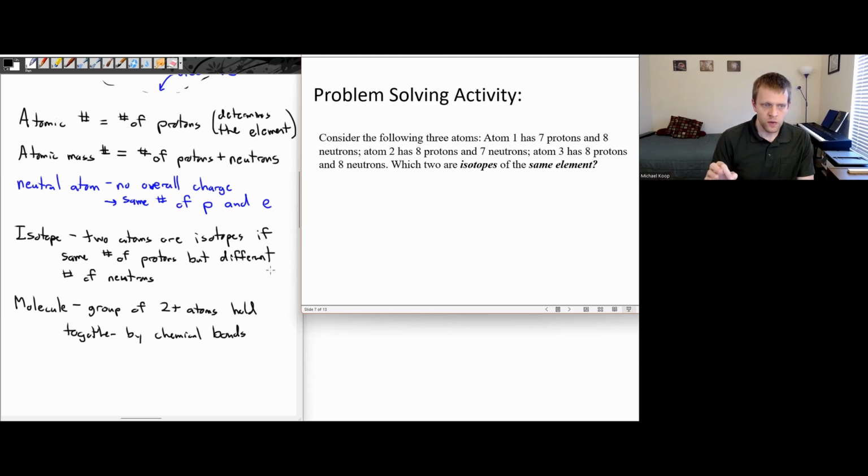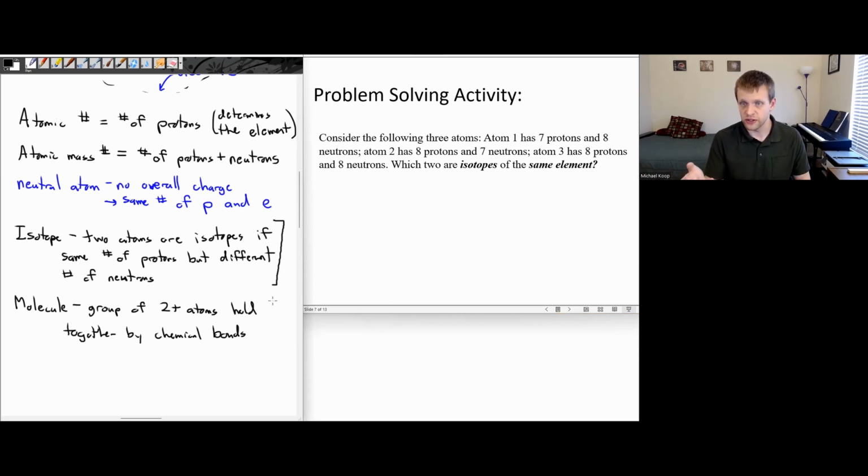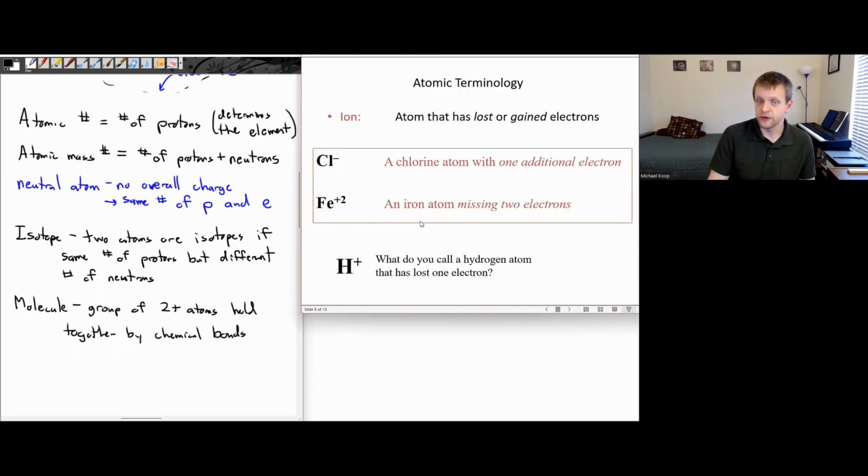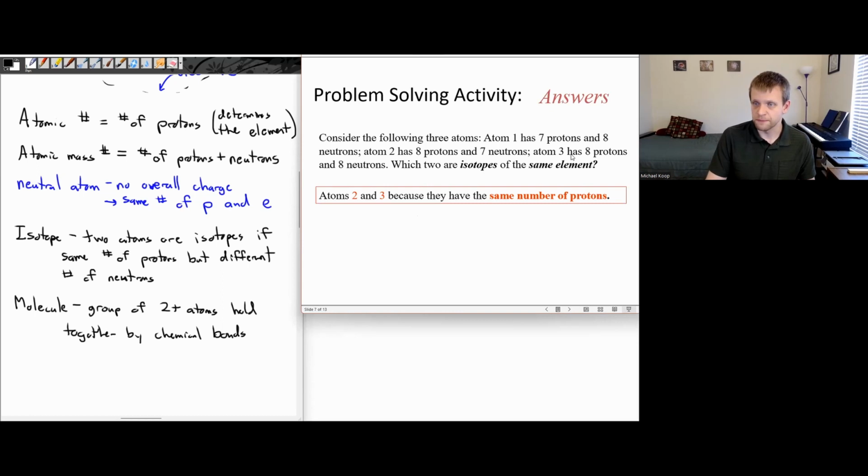Okay, so when we talk about isotopes, two atoms are isotopes if they have the same number of protons but different numbers of neutrons. So atom 2 and atom 3 both have 8 protons, but different numbers of neutrons. So, for example, 8 protons is oxygen, but this one would have an atomic mass of 15, and atom 3 would have an atomic mass of 16, which is actually the more usual form of oxygen.